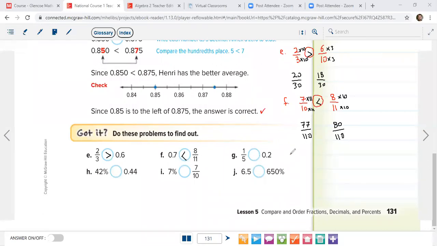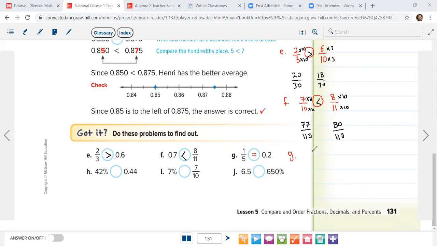Now for problem G, I have here 1 over 5 and here 0.2. So if you are smart enough, you will realize that they are equal. Why are they equal? Because we all know that 0.2 is like 2 over 10, and 2 over 10 can be simplified into 1 over 5. So let's solve it in detail.